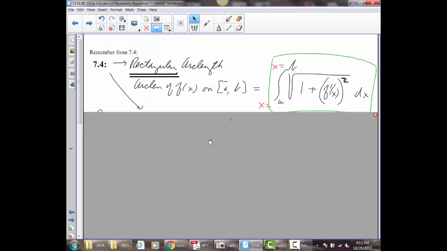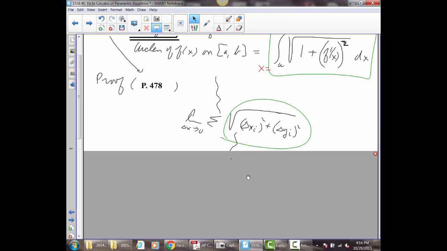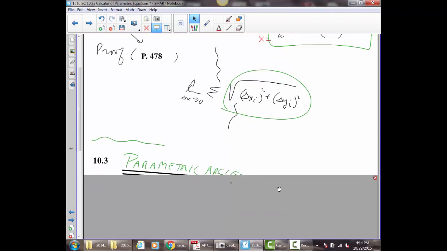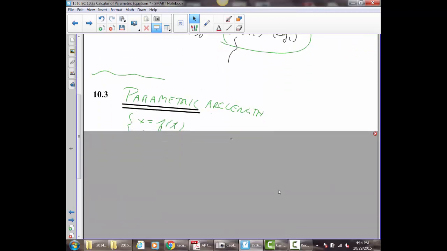Remembering rectangular arc length from section 7.4 not very long ago, the arc length is the integral from a to b of the square root of 1 plus f prime of x all squared dx. That's the arc length on the graph of f of x from x equals a to x equals b. You would go through that whole proof. Maybe you remember this, but here's how it's going to play into parametric.